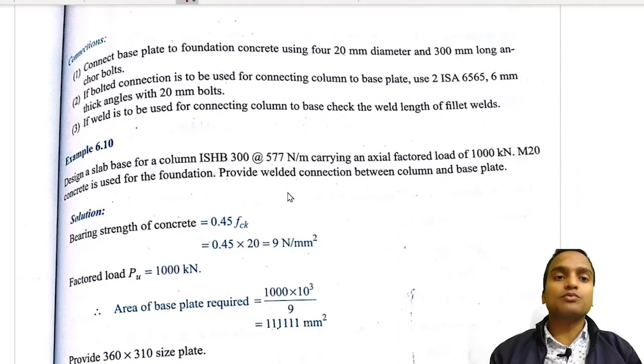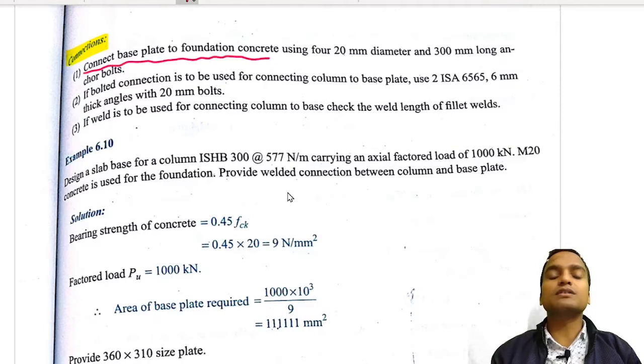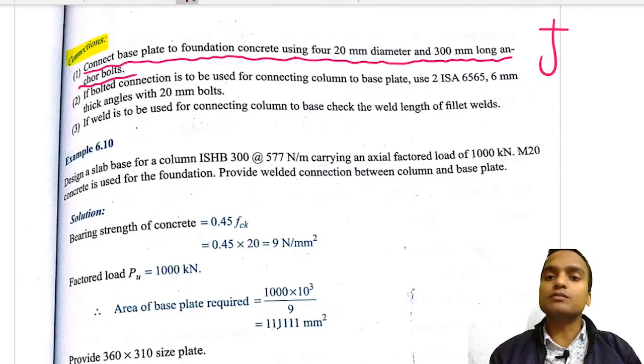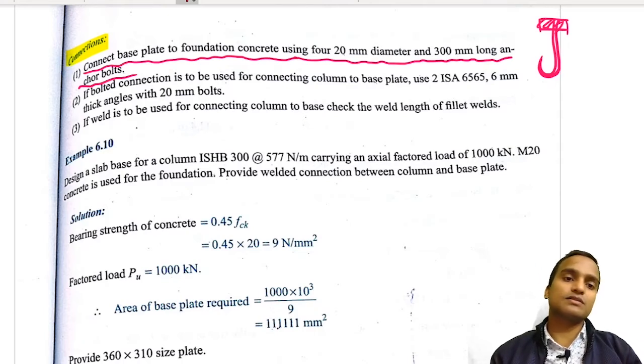And then we have to do connections, and in connections it is recommended by the IS code that we connect the base plate to the foundation concrete using 4 M20 bolts and 300 mm long anchor bolts. Now the anchor bolt is the J bolt which I was showing you there. The J bolt looks like this. Okay, so this is the anchor bolt which is anchored in the RCC foundation also.